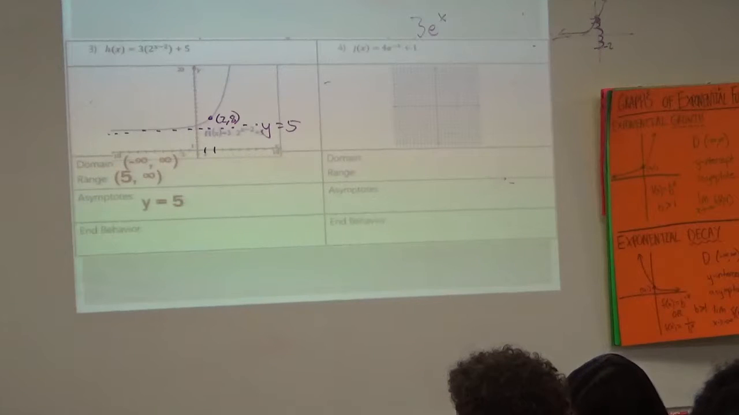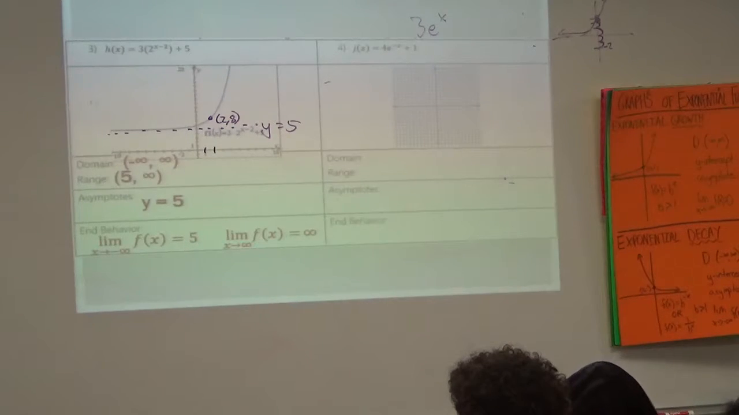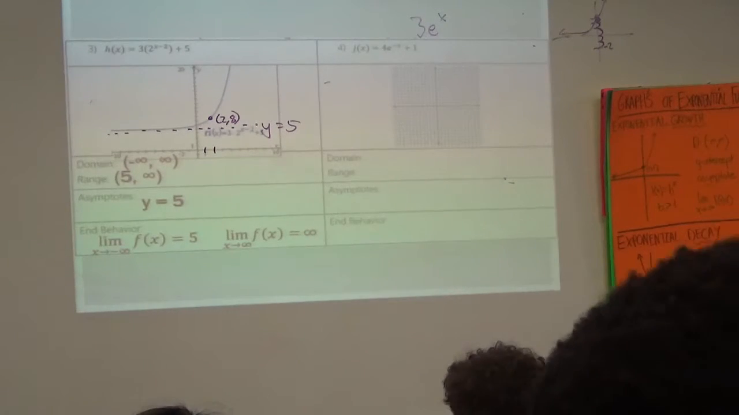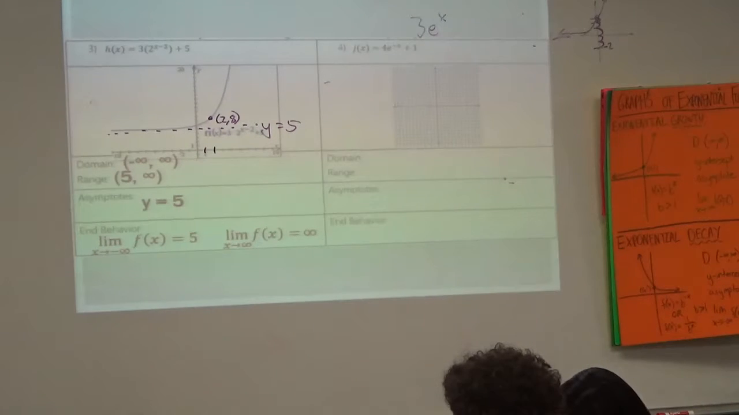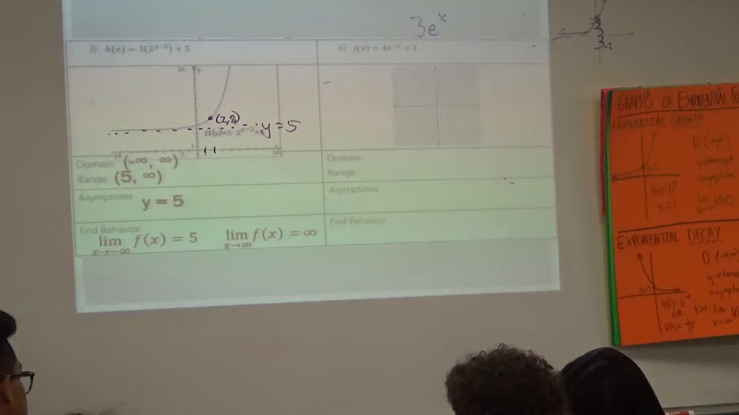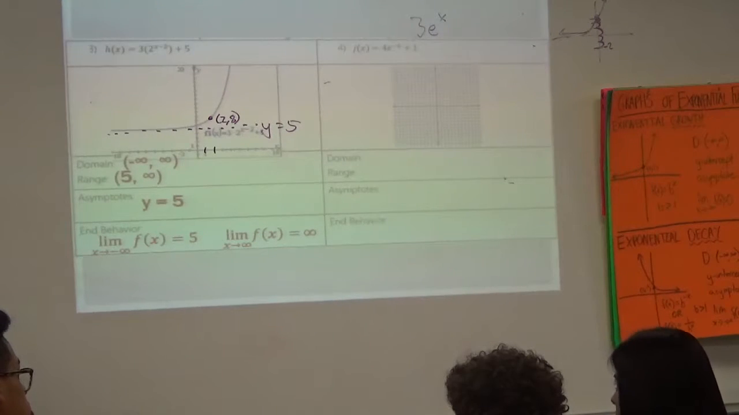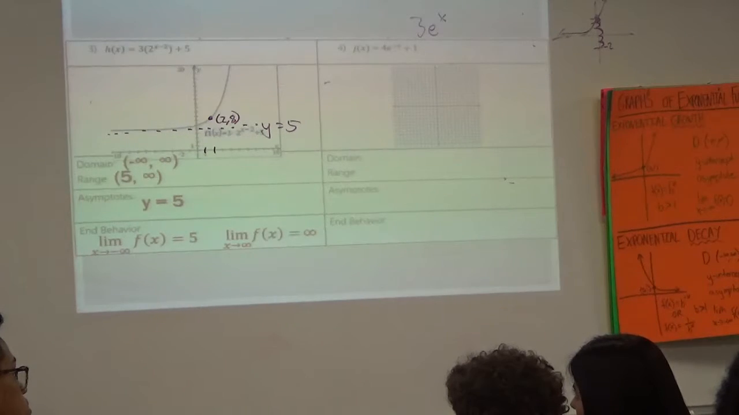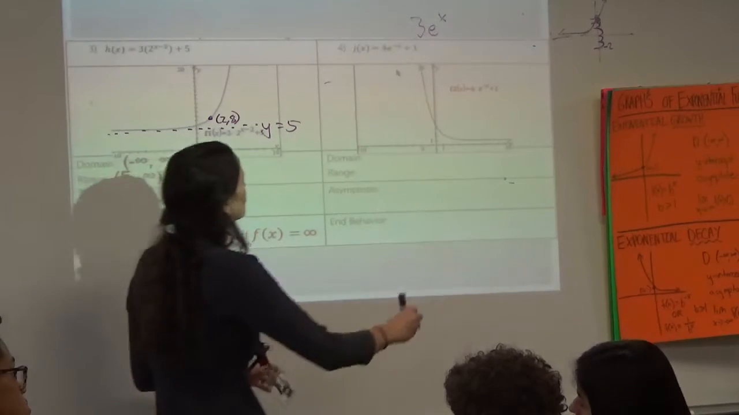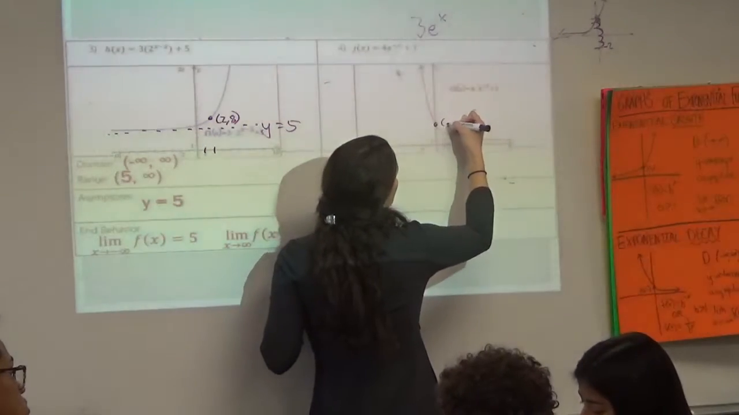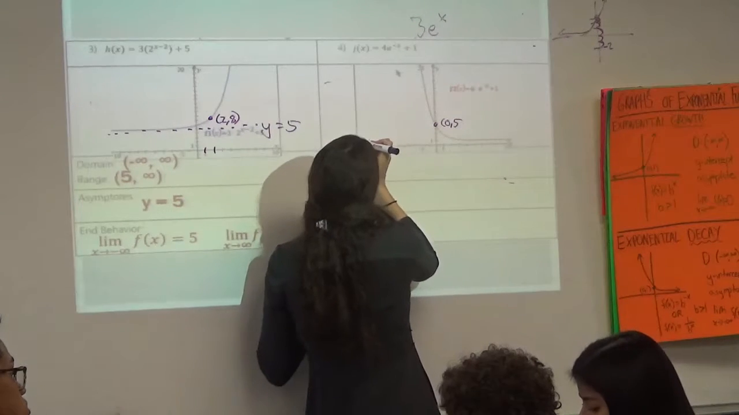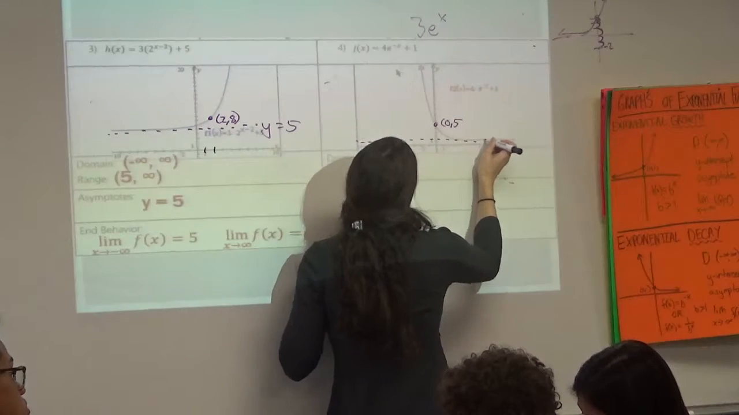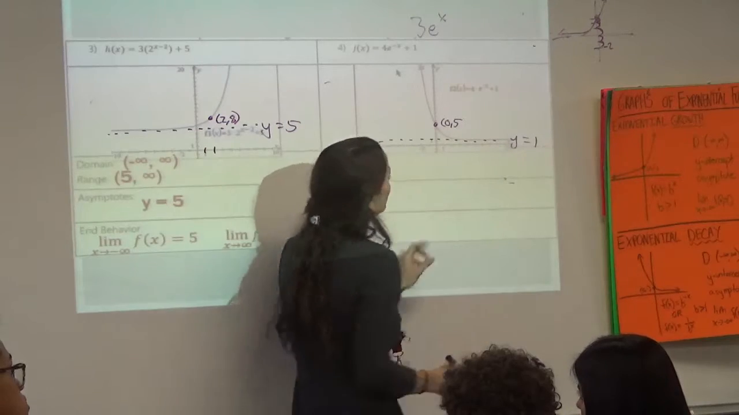With that graph, these would be the characteristics. You can check those off. Okay, on the next one, you've got a stretch of 4, which brings it up to 0, 4, and then you pick it up and shift it up 1, which brings your point to 0, 5, and your asymptote to y equals 1.